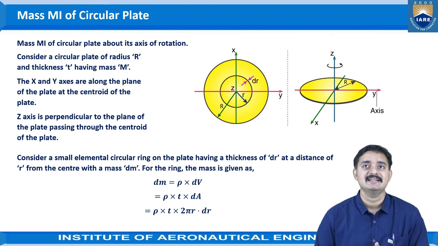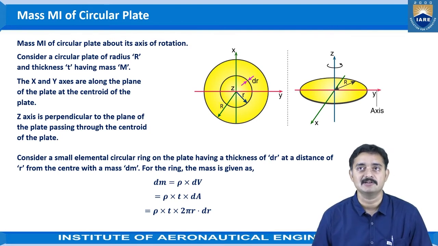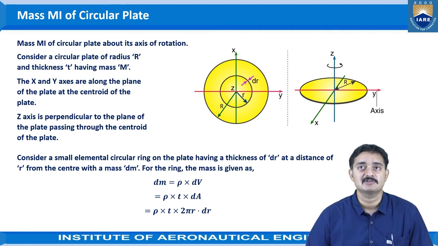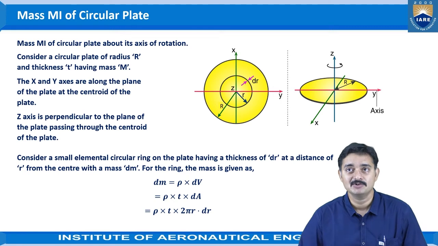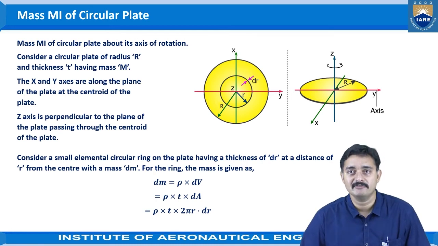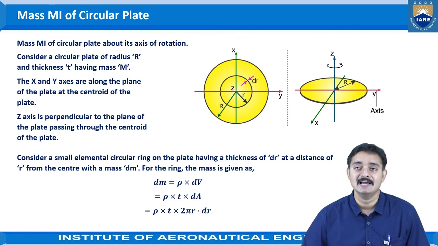Now let us identify the mass moment of inertia of a circular plate. We are going to derive this mass moment of inertia of the circular plate using the basic principles. The mass moment of inertia of the circular plate about its axis of rotation is considered here. Consider a circular plate of radius r and thickness t having mass m. The x and y axes are along the plane of the plate at the centroid of the plate. The z axis is perpendicular to the plane of the plate passing through the centroid. Consider a small elemental circular ring on the plate having a thickness of dr at a distance of r from the center with a mass dm for the ring.